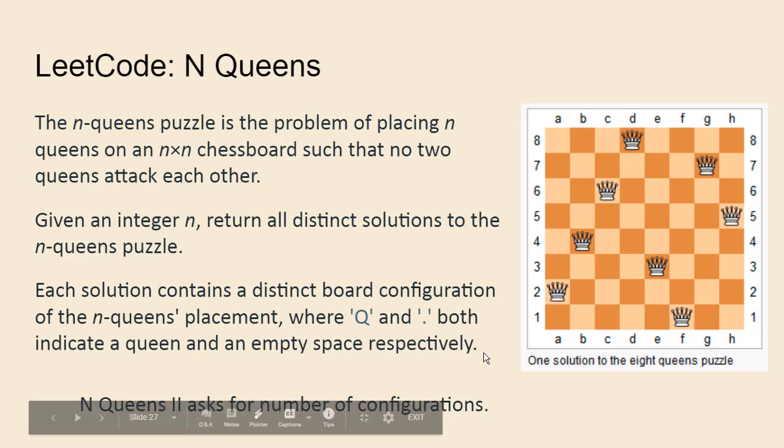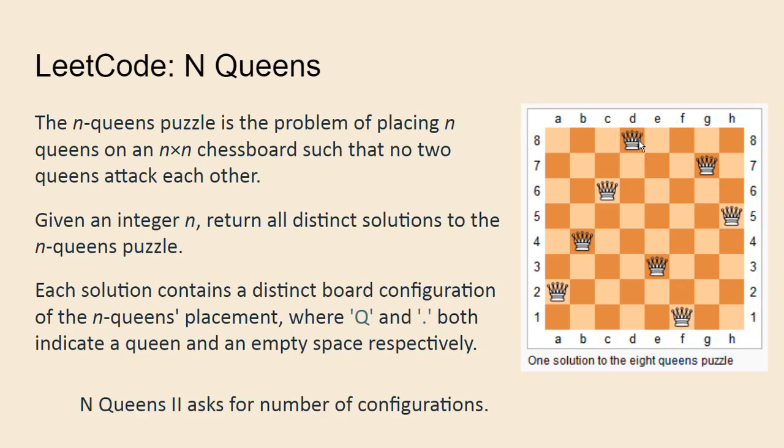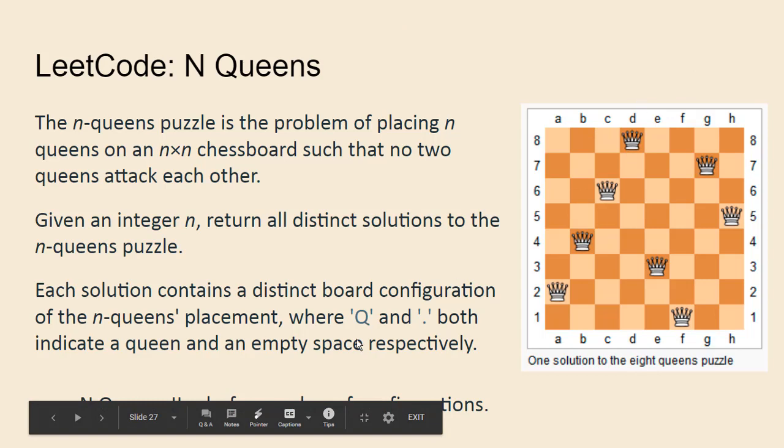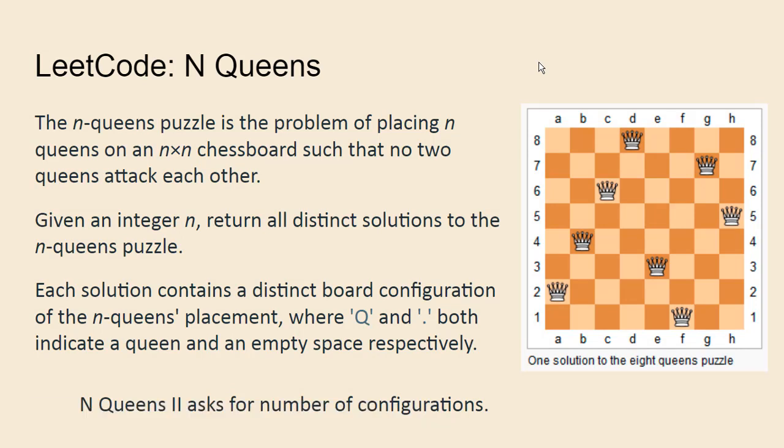So the problem is we want to place n queens in chess on an n by n chessboard so that no two queens attack each other. Each queen will attack the whole row it's in, the whole column it's in, and also the two diagonals. This particular problem asks to compute all the distinct solutions. So for every solution, you actually generate a board and then return that.